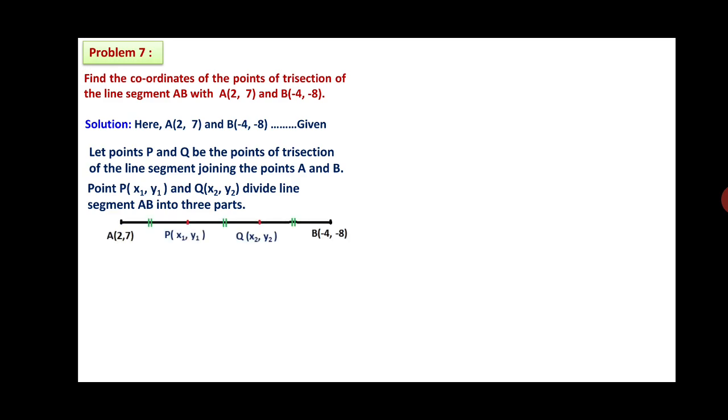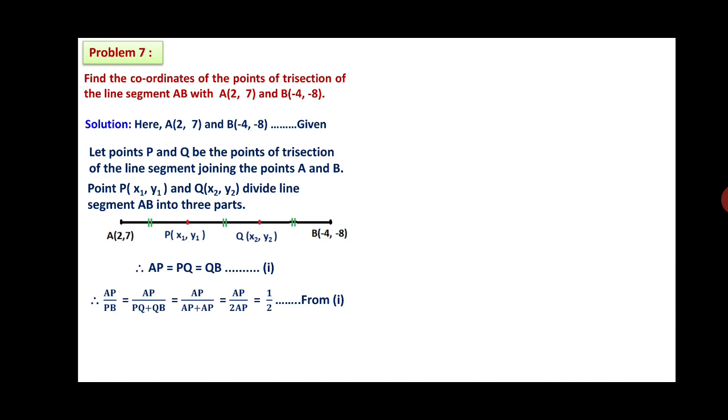You can see in the figure AB is divided into 3 equal parts, which has been shown with green color. P and Q is dividing AB into 3 equal parts. So here AP is equal to PQ is equal to QB. Now AP upon PB. What is PB? PB is nothing but PQ plus QB, since P, Q, B is the betweenness. Therefore all these segments are equal.